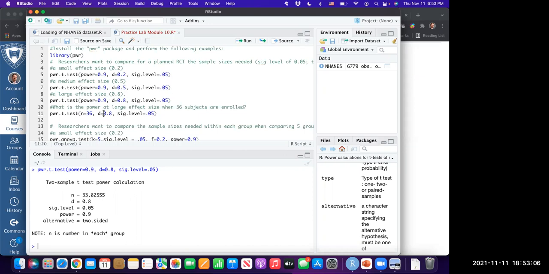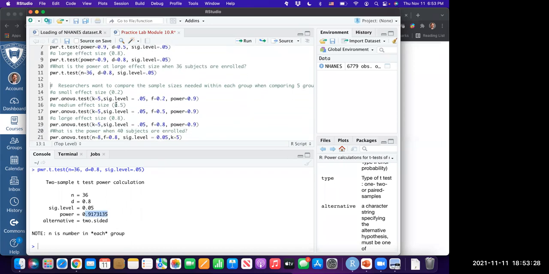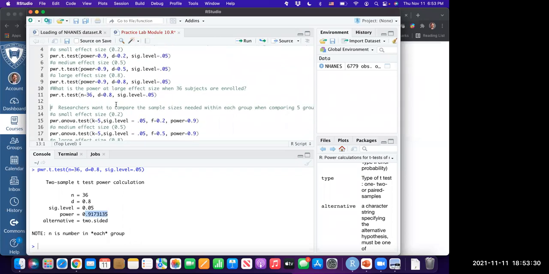When you now assume a study where you conduct 36 subjects and you want to understand what your power is, you just rearrange the function. And here essentially you would see a power of 91%, assuming a Cohen's d, an effect size, of 0.8. So this is how you can rearrange this formula, and this is how you can get different parameters out of your power calculations.